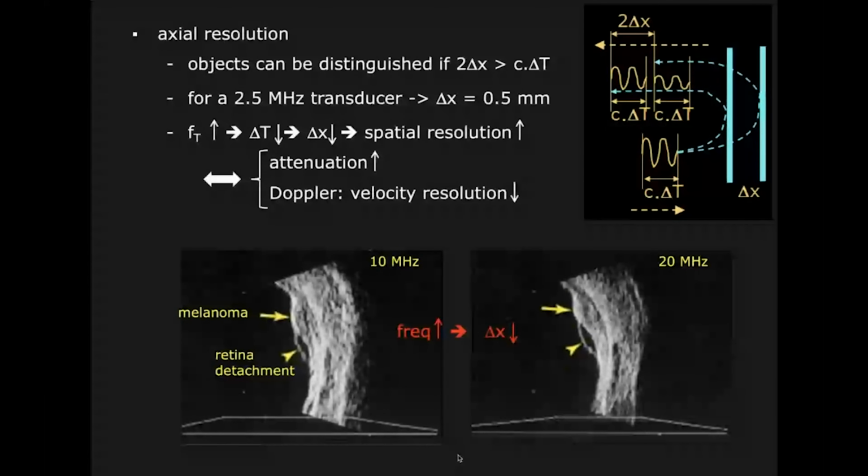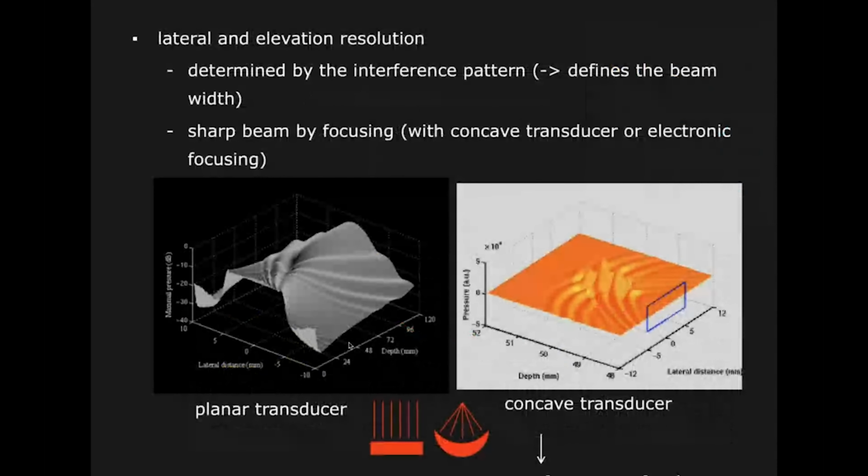Here you see an example that illustrates the actual resolution in the direction of the scan line. If we use a higher frequency transducer, you immediately see that you have a much clearer image. But the resolution perpendicular to the scan line, so within the plane, the lateral resolution as we say, depends on the shape of the pulse in that direction.